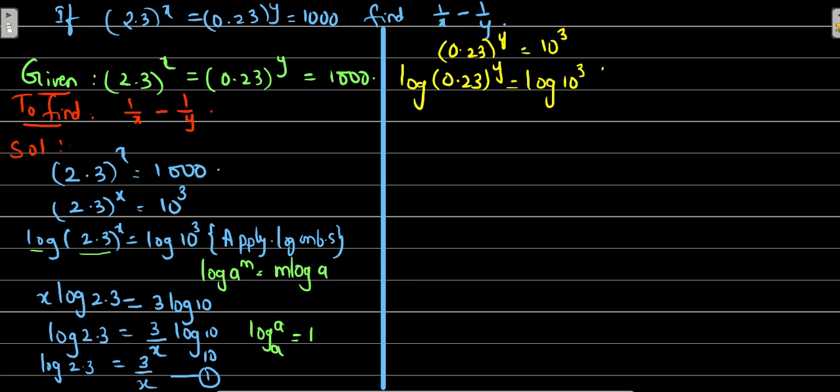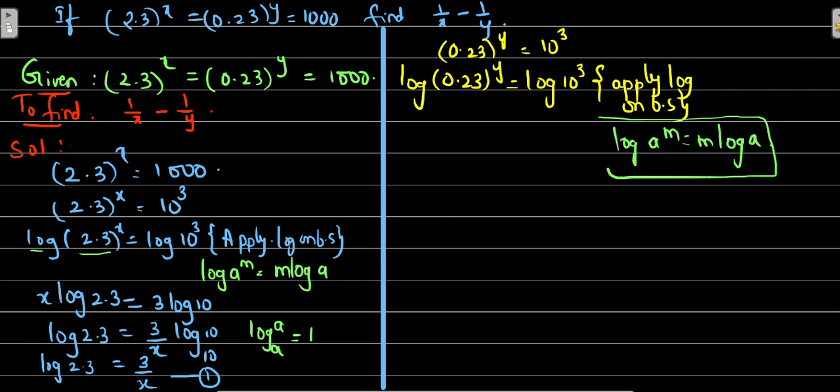What did we do here? Applied log on both sides. So again this is in the form of log a to the power of m. We can write it as m log a. So this log a to the power of m, that is y, we can write it as y log 0.23 is equal to 3 log 10.